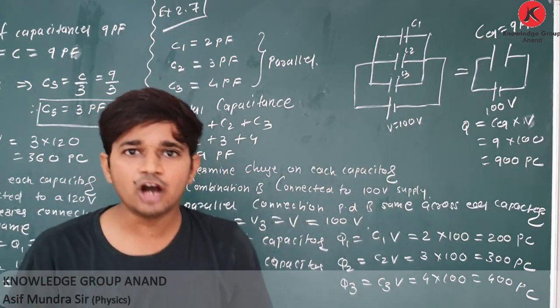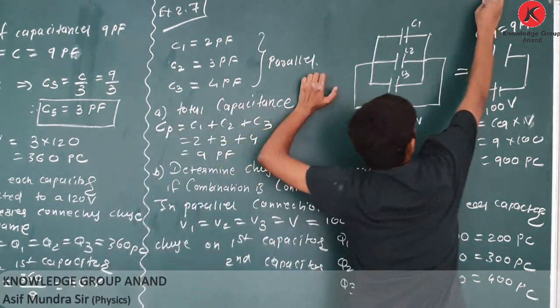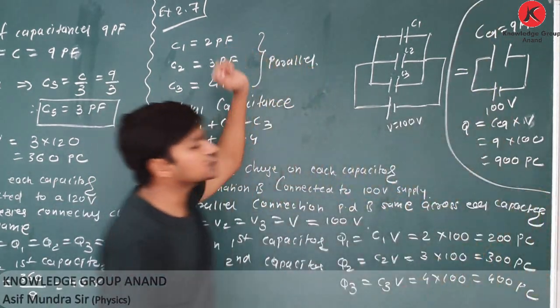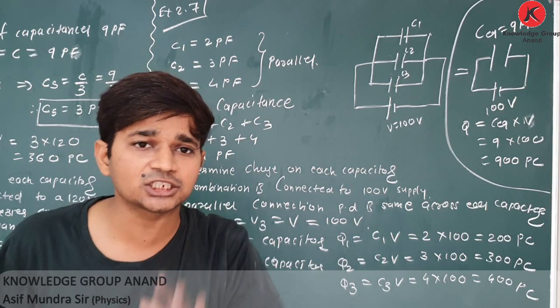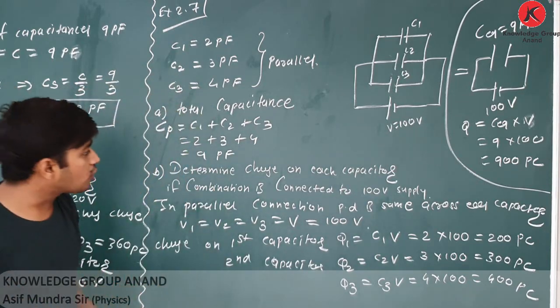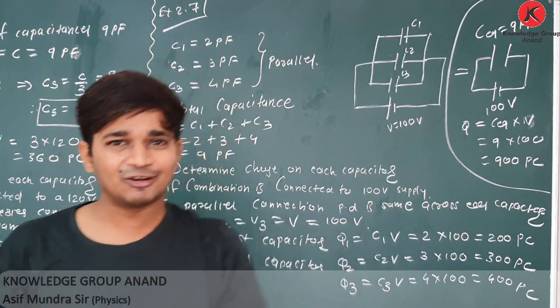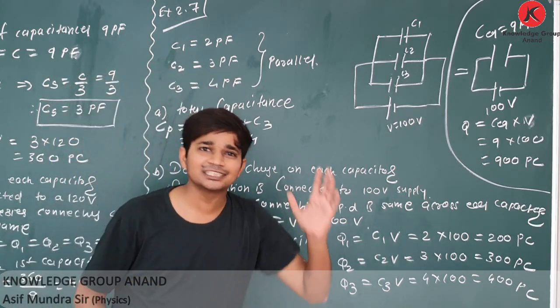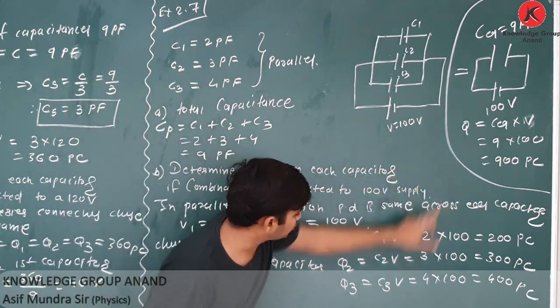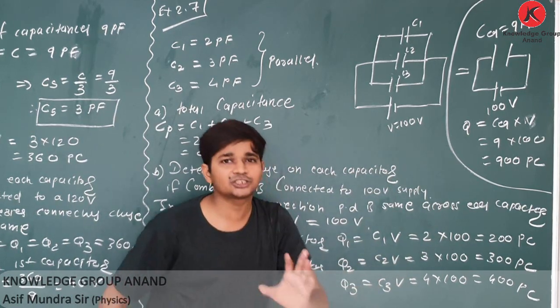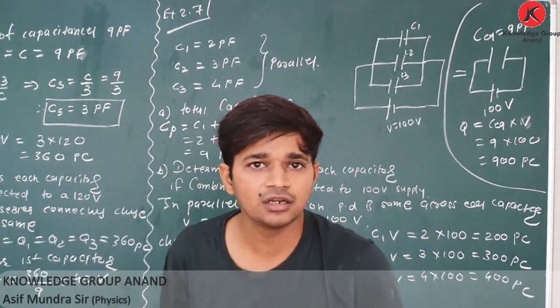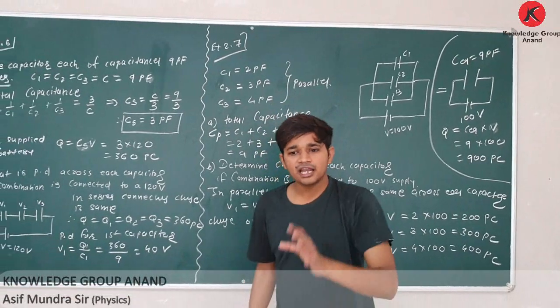You do not have to write this. Okay, it is just for verification. Because in parallel connection, we know that the relation of charge is Q is equal to Q1 plus Q2 plus Q3. This relation holds here. Clear? Pause your video and write down from bottom.